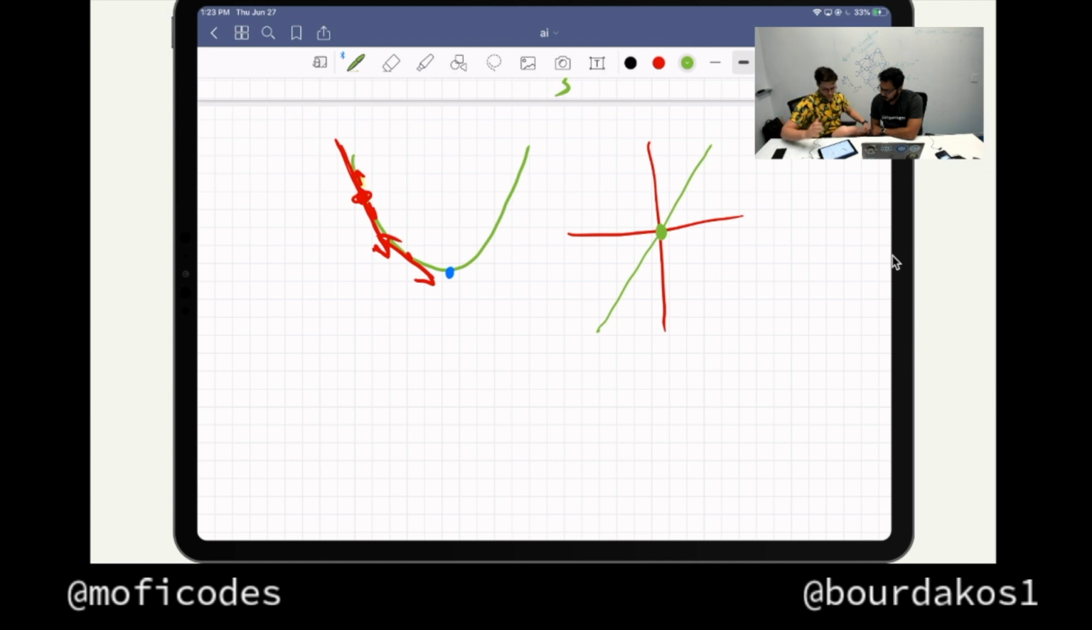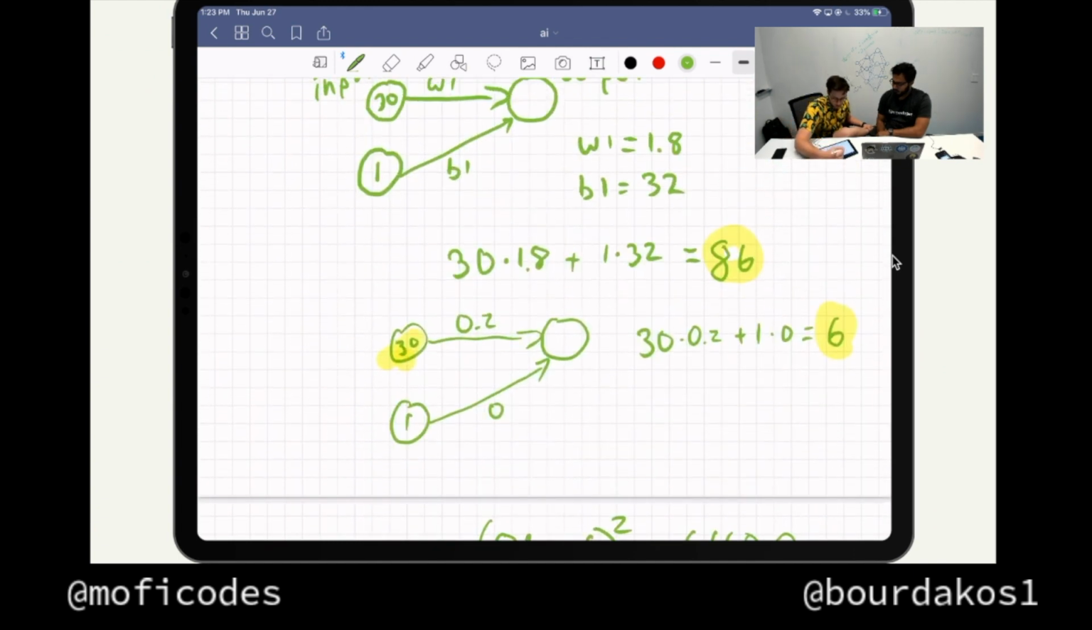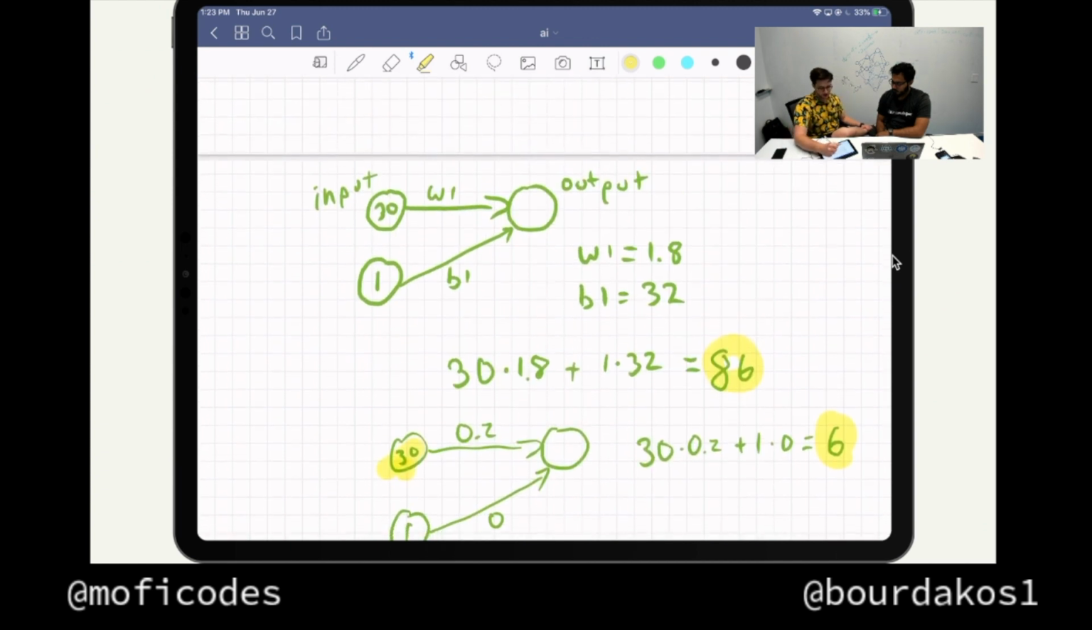So our goal, let me switch to highlighter. We want to minimize this cost, and the best way to minimize the cost is to look at both of these values and decide how much we want to adjust them.